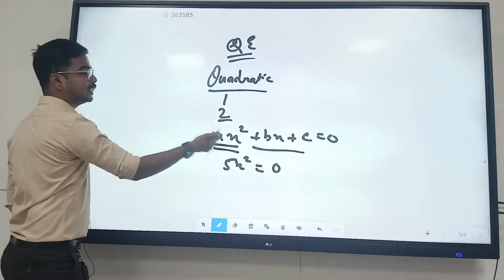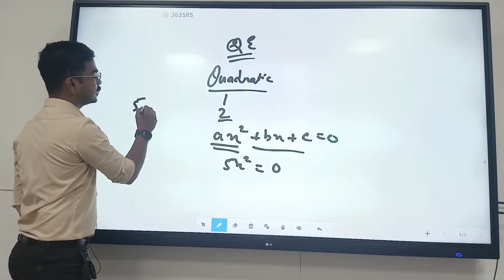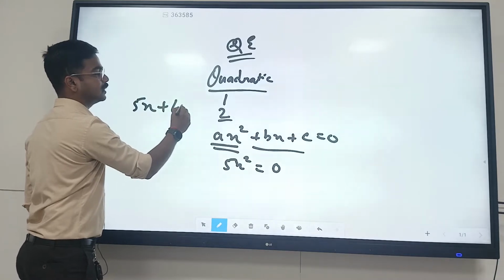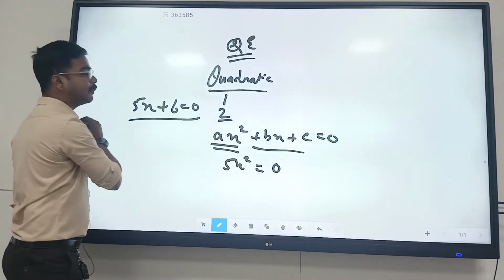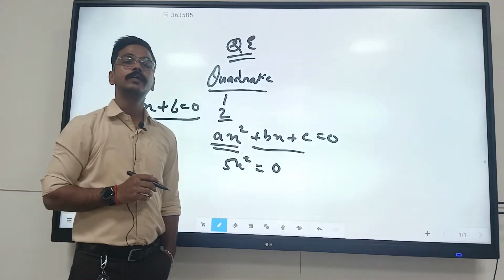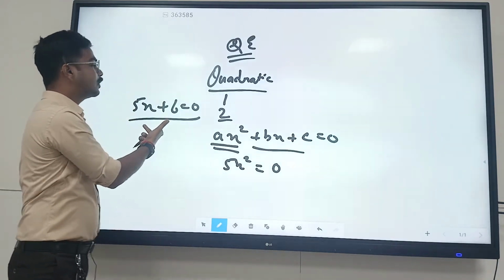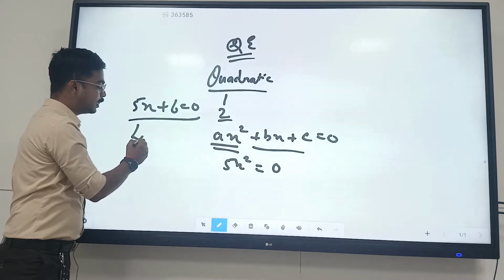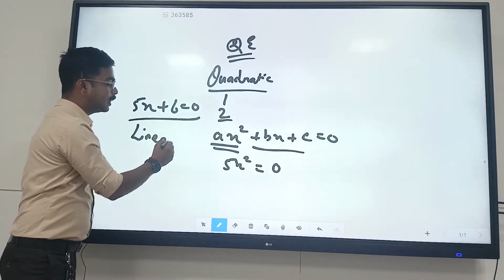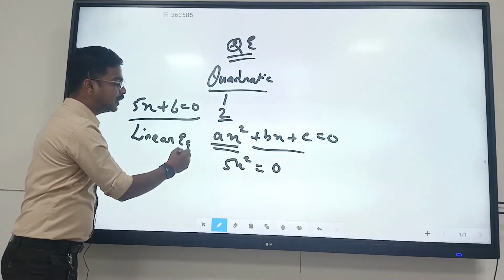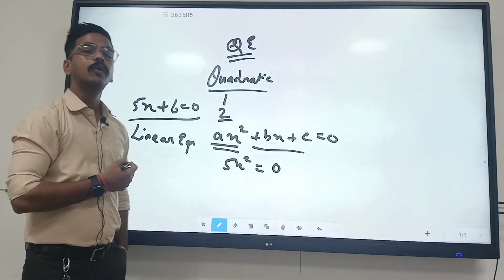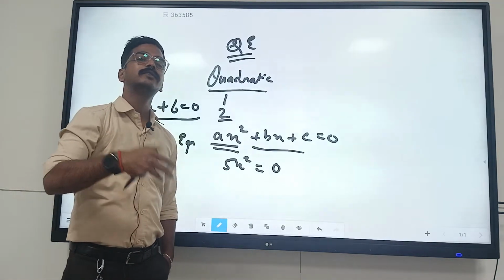Let's see this. For example, if the equation is in this form, 5x plus 6 is equal to 0, such a type of equation will not be a quadratic equation. Why? Because the degree 2 term is missing here. Then what type of equation is it? It will be a linear equation. Why do we call it a linear equation? Because when we draw the graph of this equation, it will be a straight line graph.